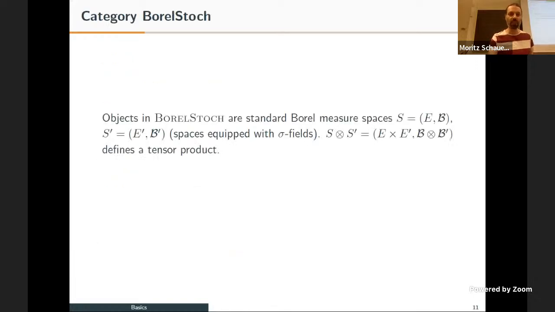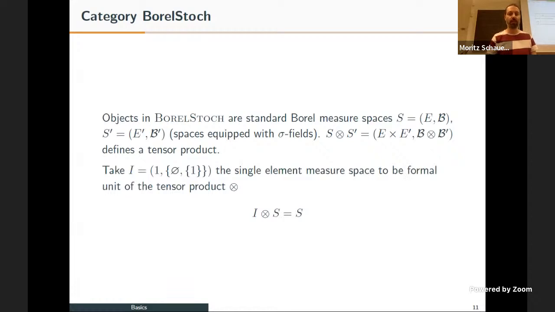So let's see. I'm in BorelStoch. I have as objects measure spaces, for which I'm using mostly the letters capital S and capital T. Each of them is a state space with a sigma algebra. These measure spaces come with a Cartesian structure where I can compute a product measure space by the product set times the product sigma algebra. One special space I also would like to have is a space where the state space only contains a single element, and then the sigma algebra will only contain the empty set and the set with the element itself. One can treat it a bit informally as the unit of the tensor product of the spaces.